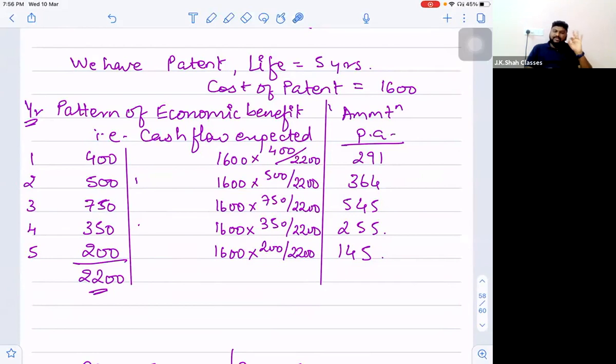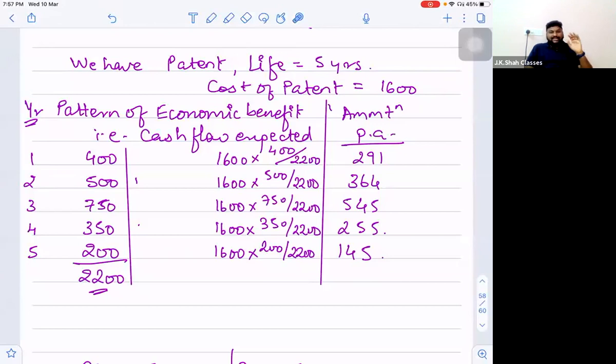So, sir, simply amortize in this pattern. Means I can even conclude that this is very much similar to your production units method or machine hour rate method. So, what will be depreciation or amortization for the first year? Sir, 1600 is the cost, multiplied by 400 that you can earn in the first year, divided by total expected earnings, that is 2,200. So 1600 multiplied by 400 divided by 2,200, 290 or 291 rupees first year amortization.